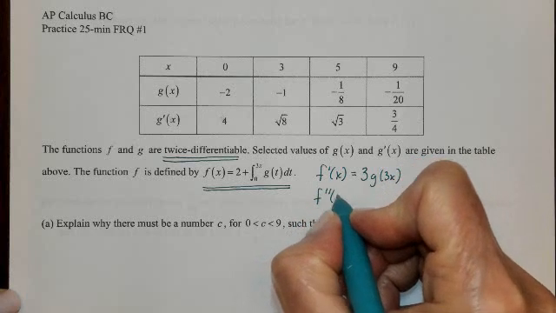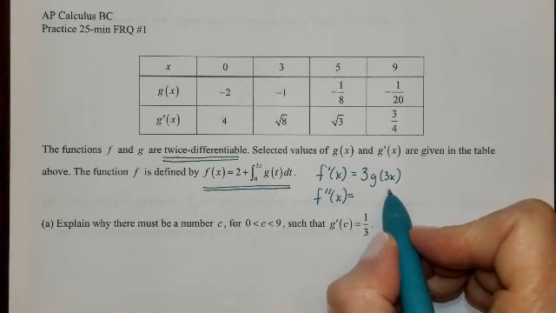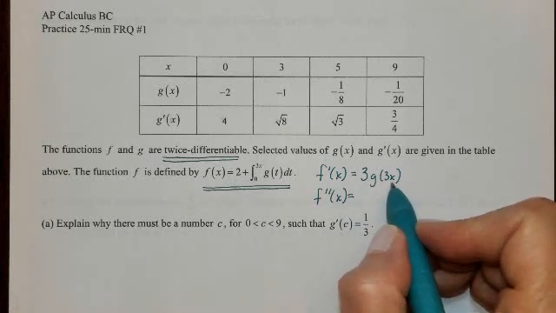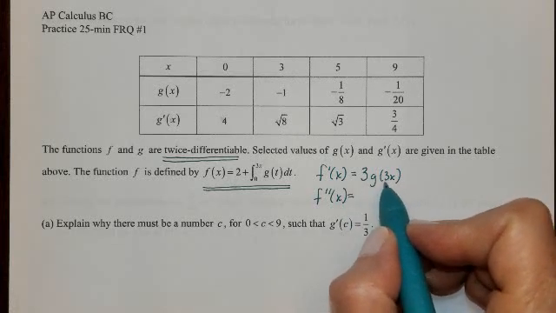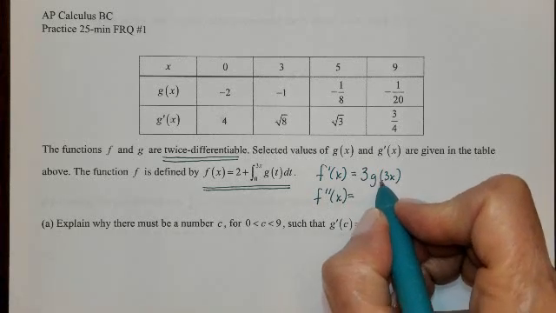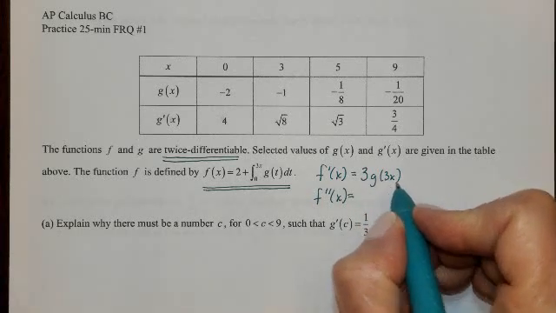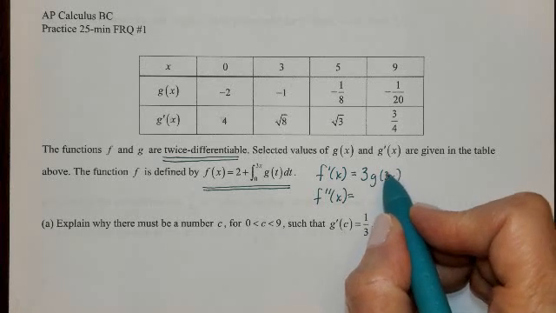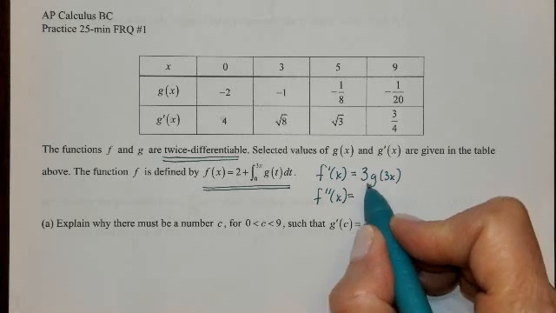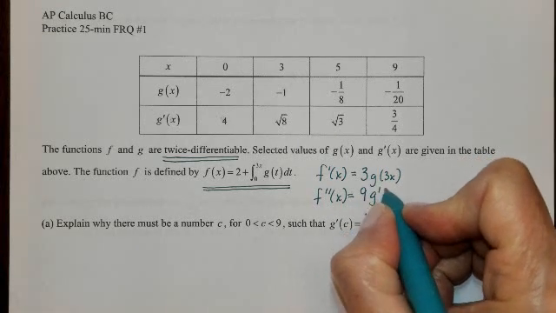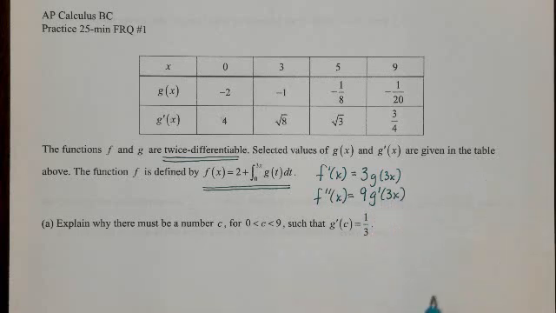For the second derivative, all right, we have the 3, which will be multiplied by the derivative of g of 3x. Now the derivative of g of 3x is g prime of 3x times the derivative of the inside, right? And the derivative of the inside is 3. So I'm going to be multiplying that derivative times the 3 that's out front. So this will be 9 g prime of 3x. Make sure you keep your argument.